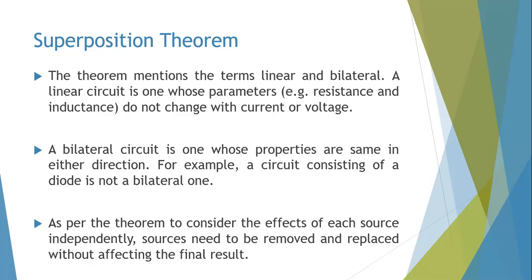If current is flowing from left to right, it will be forward biased, so you're going to short circuit it. When it's now flowing from right to left, for example, it can be reverse biased, so you're going to open circuit it. It means it's not a bilateral circuit element. So superposition theorem cannot be applied for circuits with diodes or any other element which is not bilateral. I hope you get the point here. So the performance should be the same in either direction.